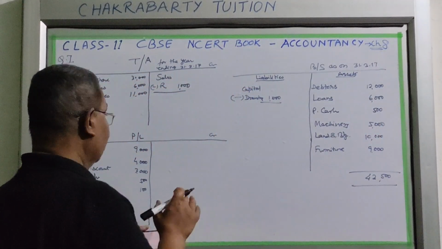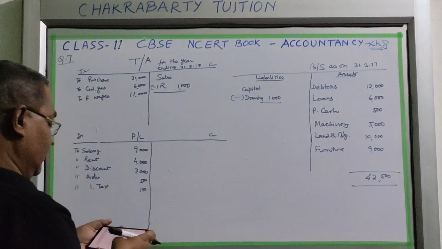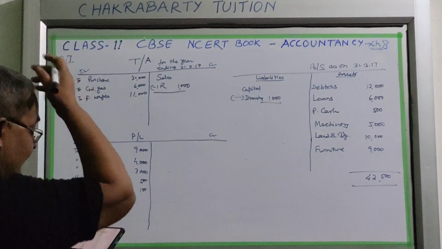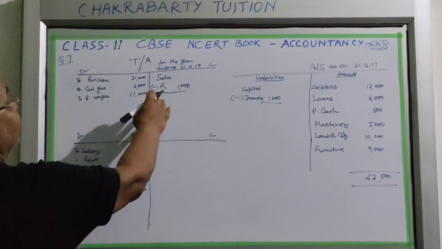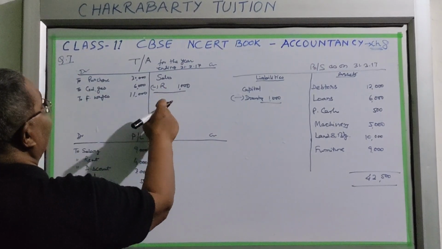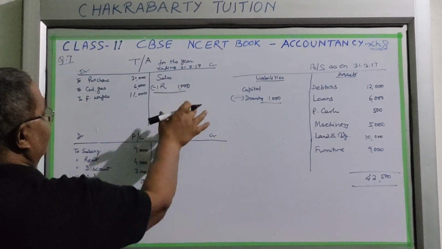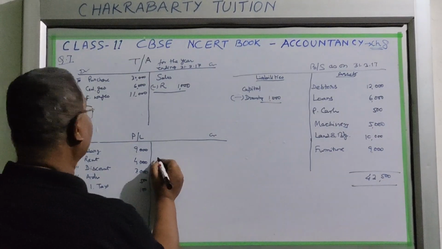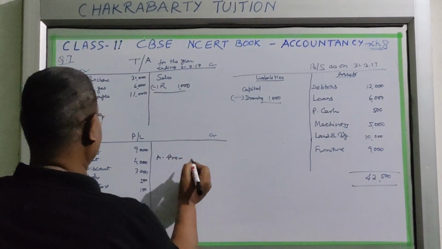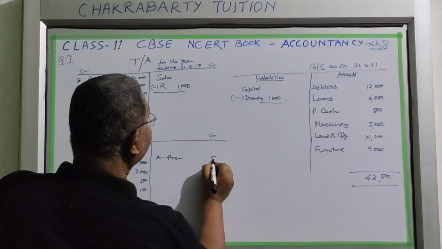Okay. Now I will go to the credit side of the items. First is apprentice premium. Here only 3 items come: sales and closing, return and closing stock. Other items will not come here. So naturally, where will it come? It will come here. Apprentice premium means the apprentice has paid money to you, so it is an income.